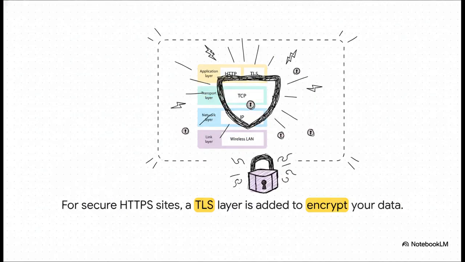Okay, but what if you're sending sensitive information like your credit card number? Well, for a secure HTTPS site, we just add one more layer to the stack. Simple. Before TCP wraps up the message, a protocol called TLS, that's Transport Layer Security, locks your data in an encrypted box so that nobody can read it on its journey. See? Security is really just another layer.